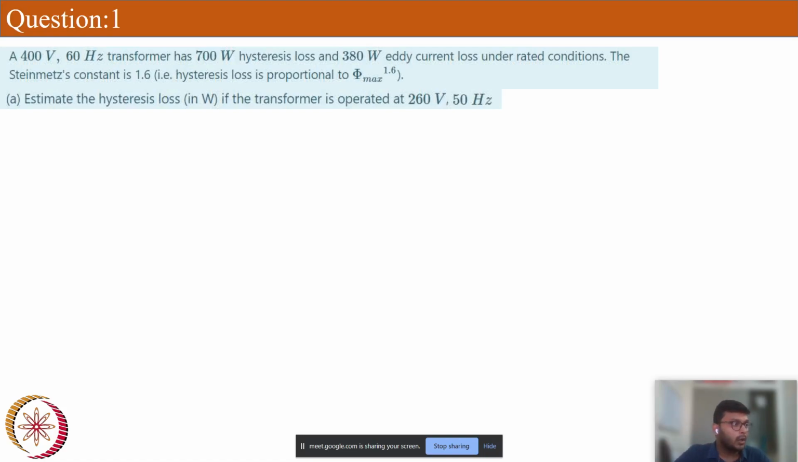Anyone tell me, what is eddy current loss? What are these eddy currents which we talked about, and any idea why these eddy currents will cause us the loss in the transformer?